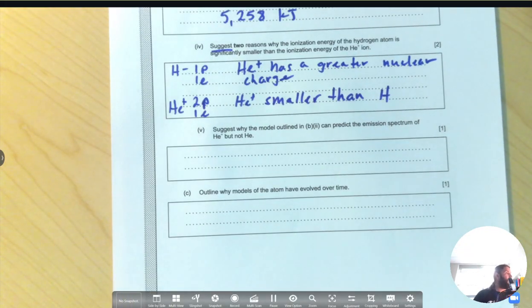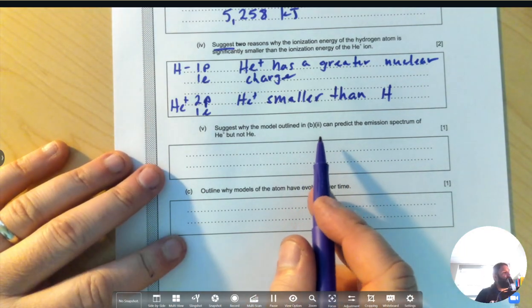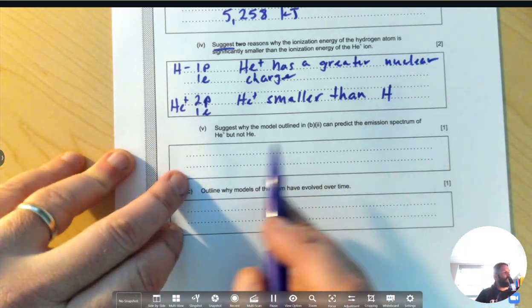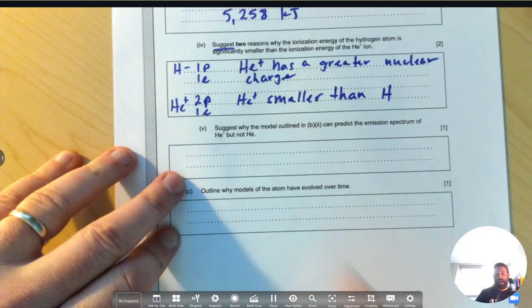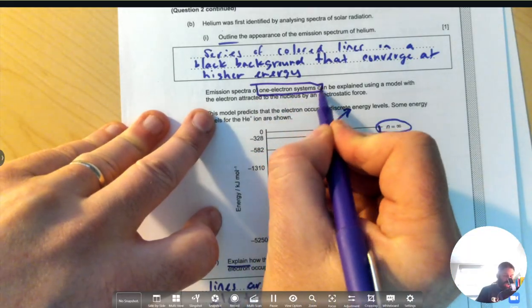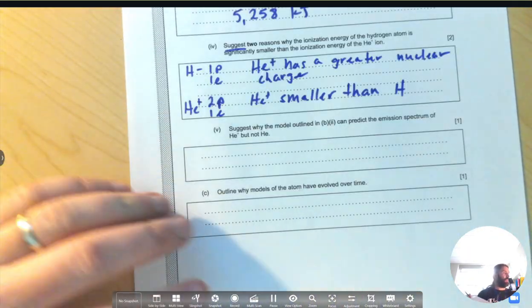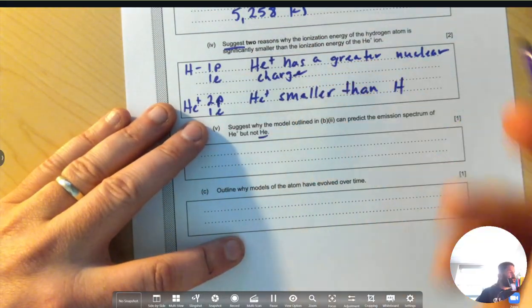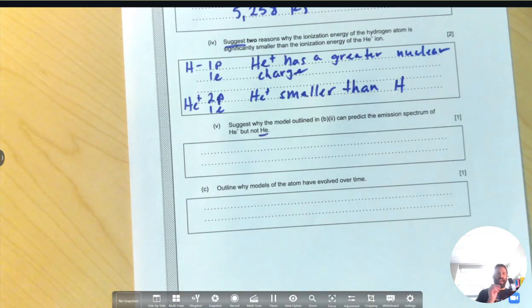It suggests why the model outlined in BII can predict the emission spectrum of He+, but not He. A couple things here. First of all, we are told that emission spectra of 1 electron systems can be used to explain the model. Well, a helium atom has 2 electrons. Remember, the lines in the emission spectrum are produced from electrons moving about. Each atom has different spacing between their energy levels and different numbers of electrons. So the distance between each colored band in your emission spectrum will change depending on what you've got.